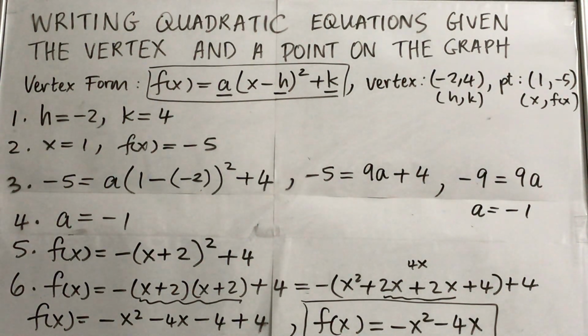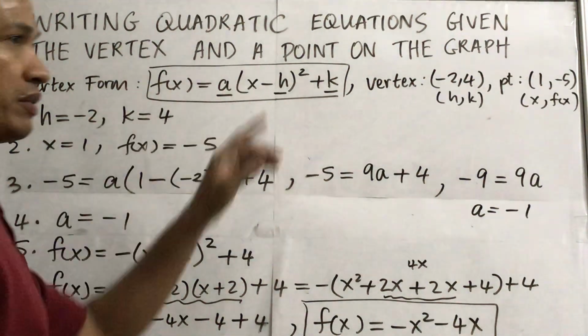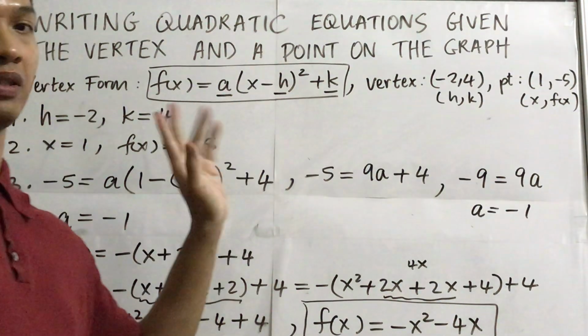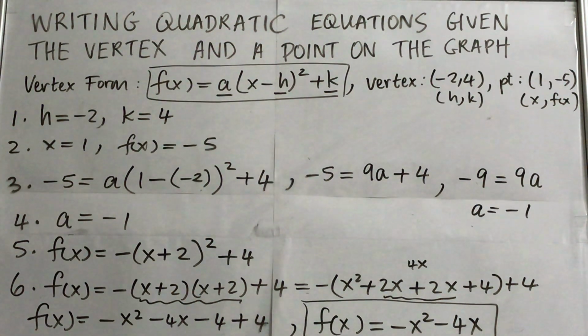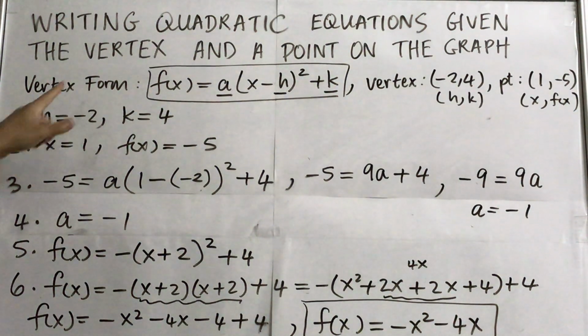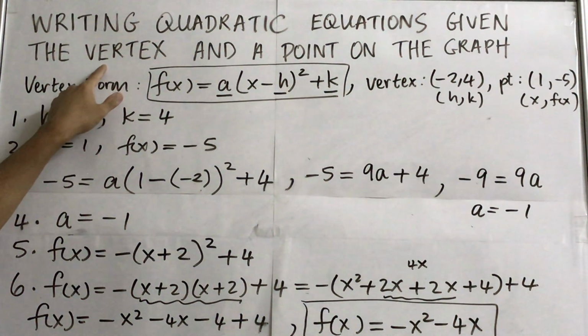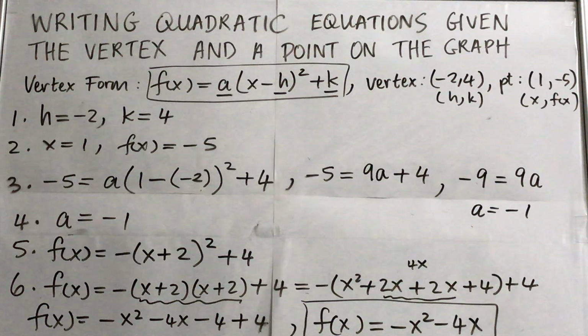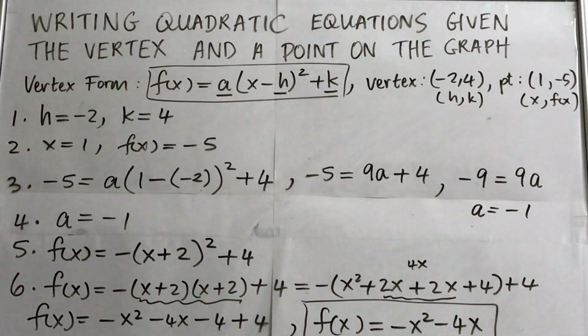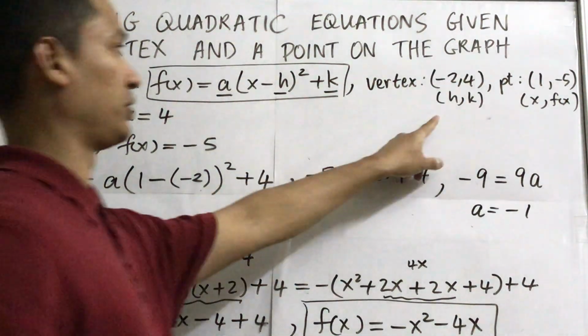To be able to write quadratic equations when you're given the vertex of the function and a point on the graph. When we talk about a point, it typically means any point that lies on the graph, as long as it lies on the graph. Now, vertex, each quadratic equation only has one vertex. They may have many points, but they only have one vertex, which is your h, k.